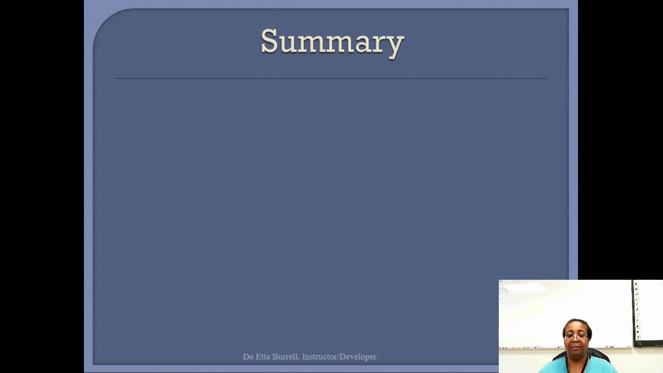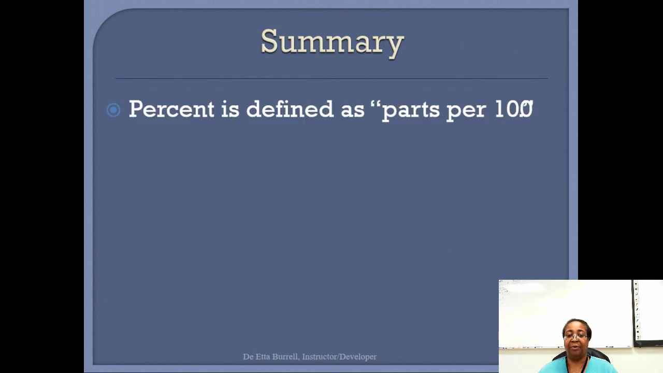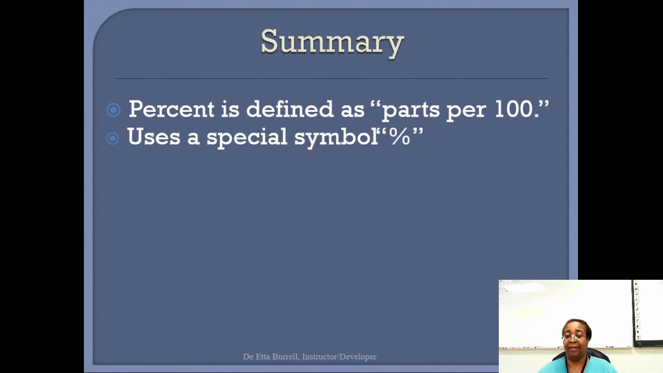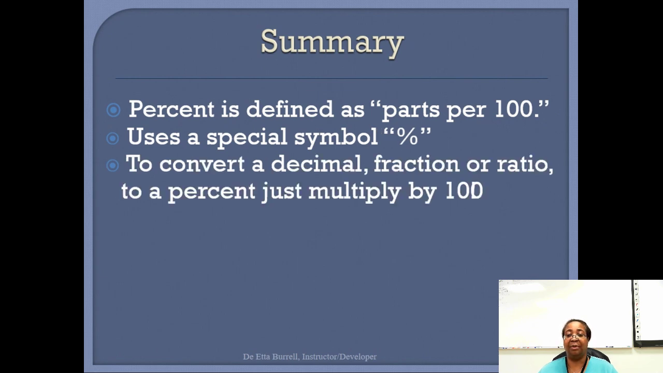So in summary, a percent is defined as parts per 100. Uses a special symbol right here. To convert a decimal, fraction, or ratio to a percent, just multiply by 100. To convert a percent to a decimal, fraction, or ratio, just divide by 100.